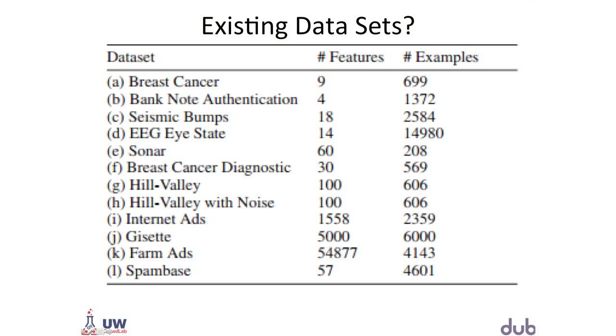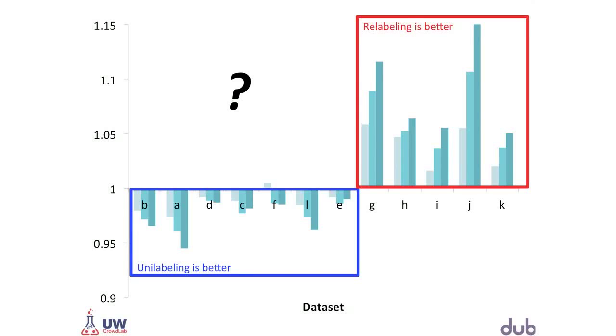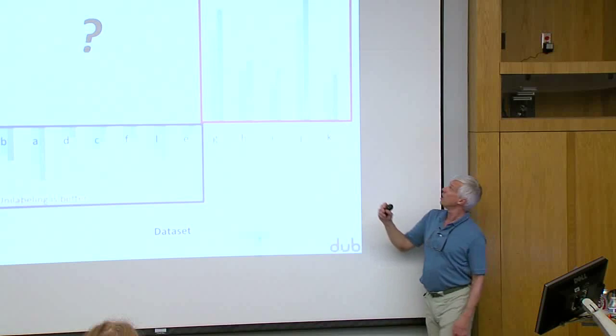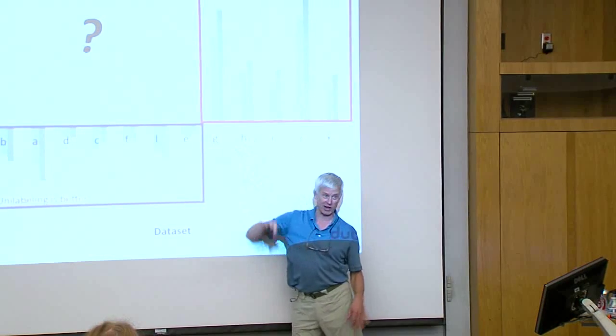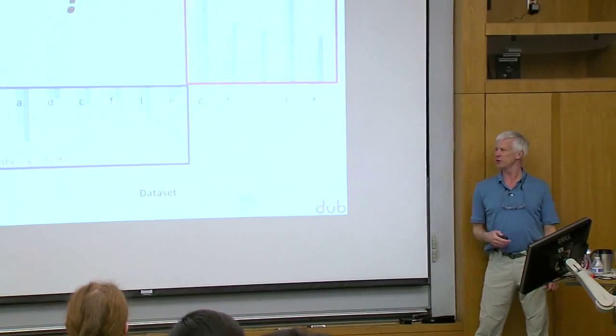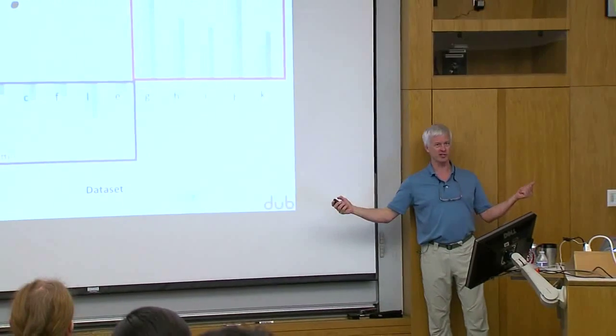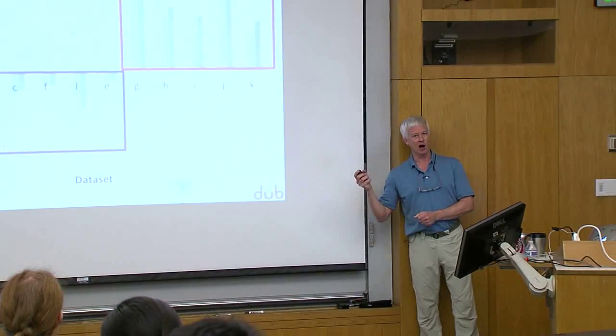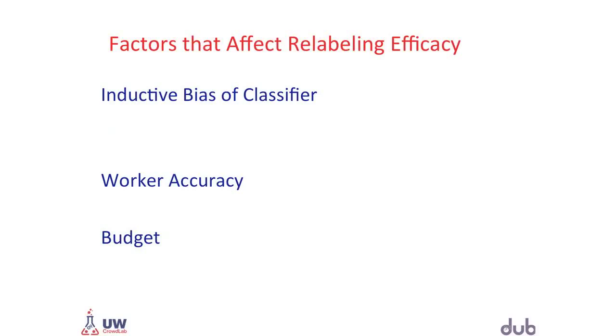So one thing we did is we started looking at some existing data sets to see what strategy might work, and that's what we got out. We got basically, in a lot of domains, unilabeling was the best strategy. In a bunch of domains, you wanted to actually relabel, and these are different relabeling strategies with different amounts of redundancy, and that actually worked much better. So it wasn't at all clear. Clearly, there are some characteristics of the domain that affect this control problem.